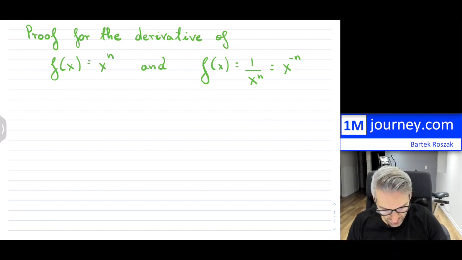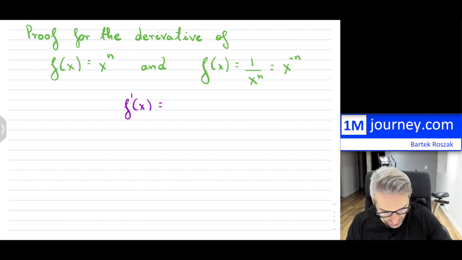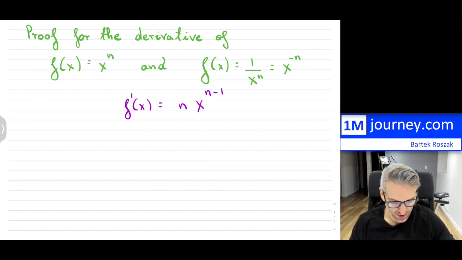the derivative of any of these power functions is simply equal to the actual exponent, which comes to the front, multiplied by your variable, x, and then you're just subtracting 1 from the exponent. So that's going to be our goal.